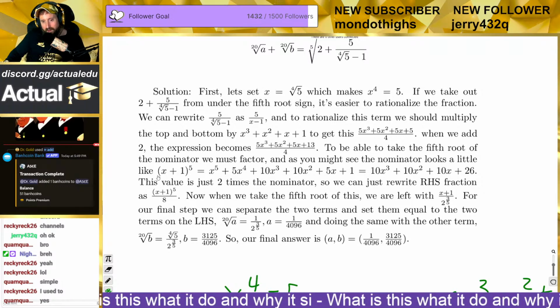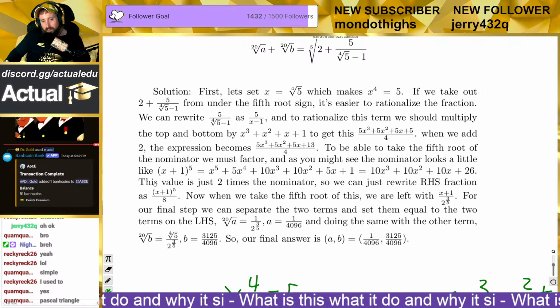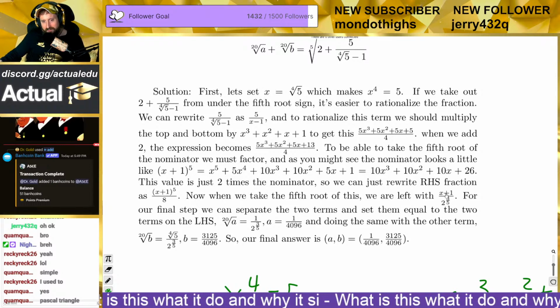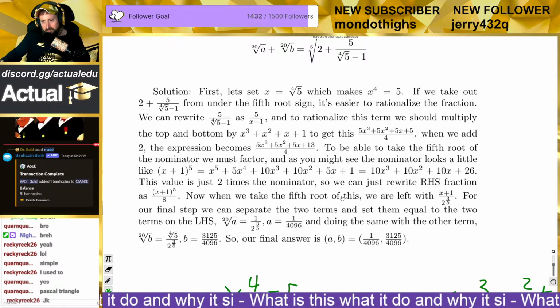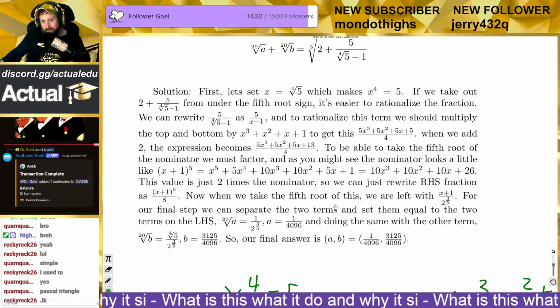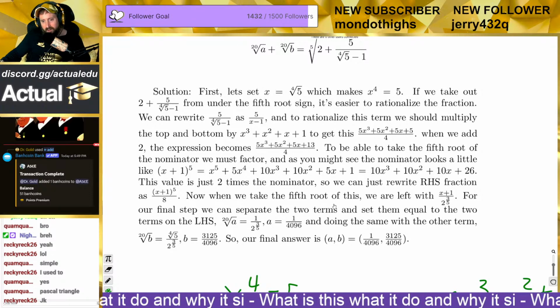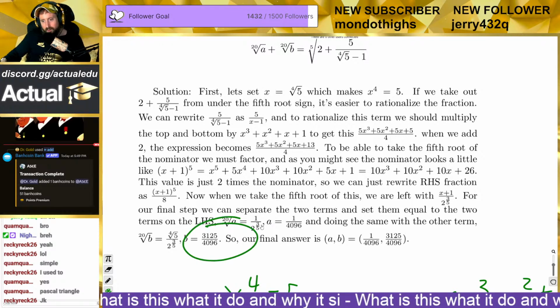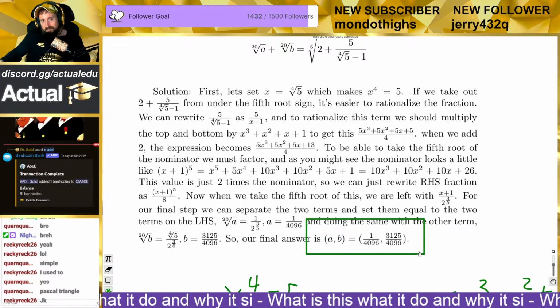This value is just twice the denominator, so we just... Okay, cool. Then you take the 5th root of that, which is that. For our final step, we can separate the two terms and set them equal to the... Okay, so... Uh-huh. So our final answer is this.